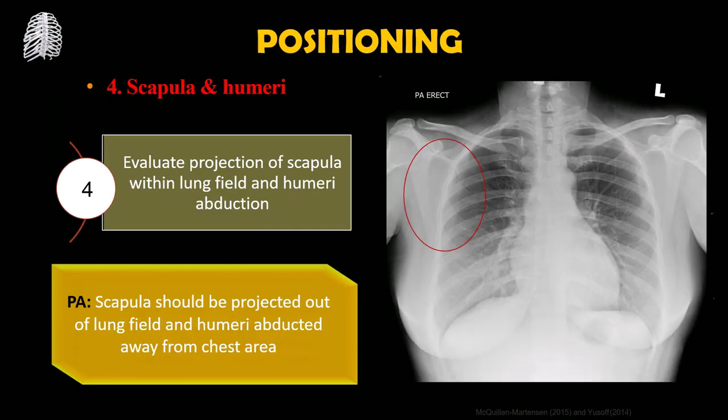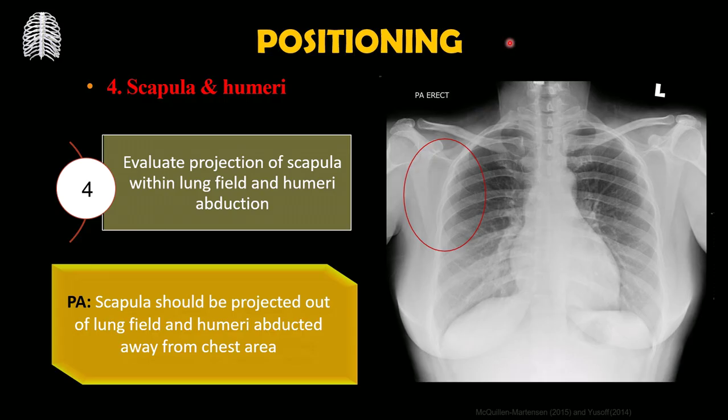Next, the fourth criteria for correct PA positioning is the visualization of the scapula within the lung field and the humerus abduction. In PA chest, the scapula should be projected out of the lung field and the humeri should be abducted away from the chest area. The scapula can be projected out of the lung field by asking the patient to rotate the elbows and shoulders anteriorly. The humeri can also be abducted by placing the patient's hands on the hips.